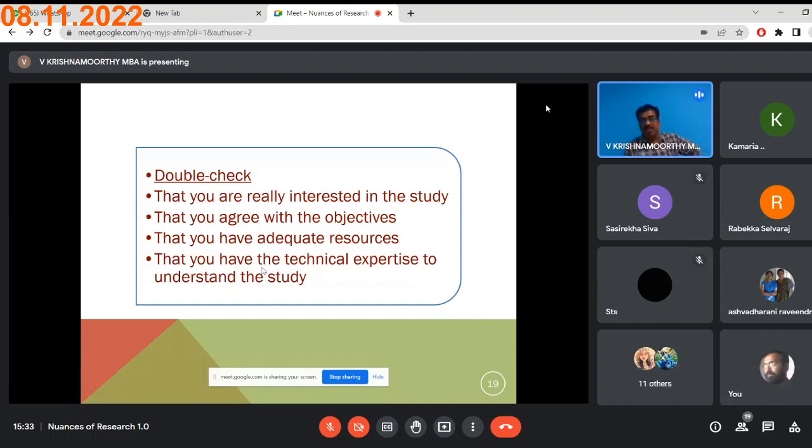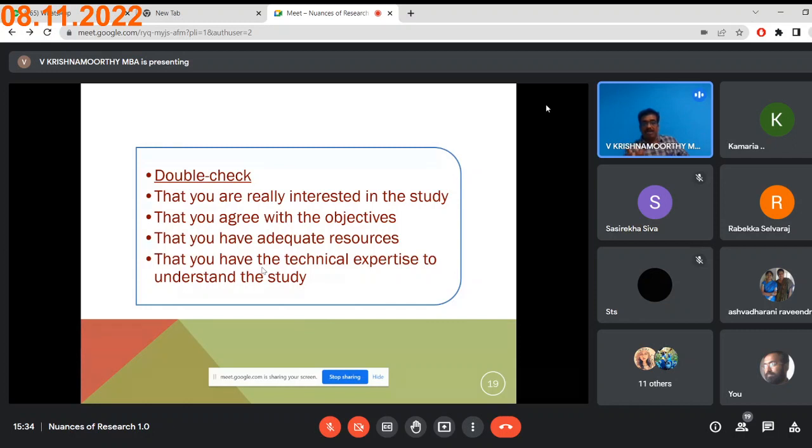You have adequate resources. Adequate resources means whether you have a lab, you have a database. Database means emeraldinsight.com. Next, you should ask whether you have the technical expertise to understand the study. Technical expertise in the sense you should have some kind of competency.